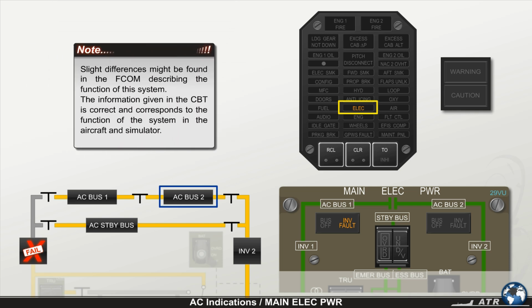Note: slight differences might be found in the FCOM describing the function of this system. The information given in the CBT is correct and corresponds to the function of the system in the aircraft and in the simulator.